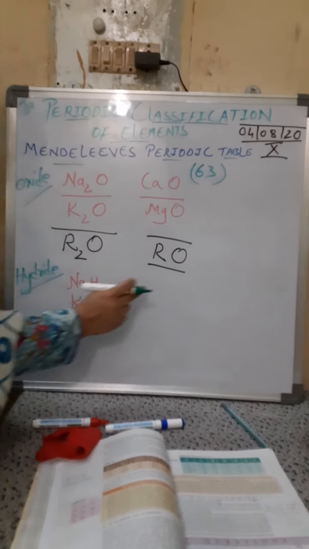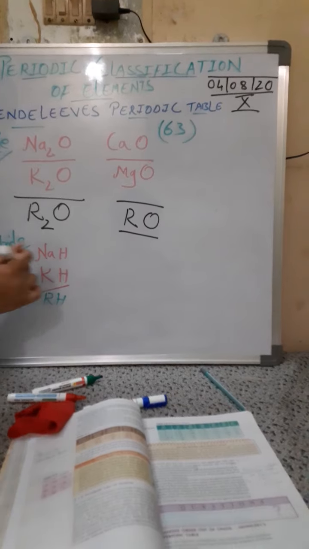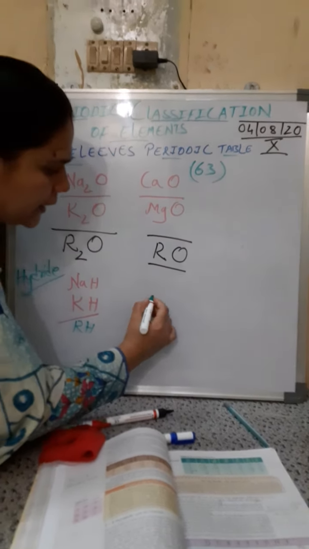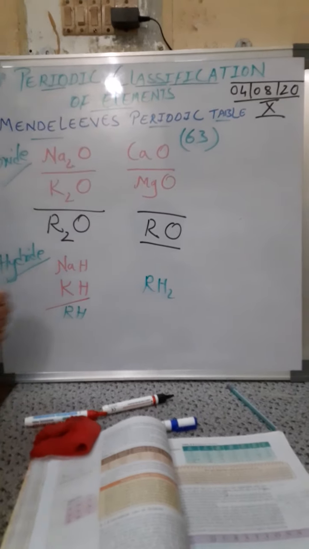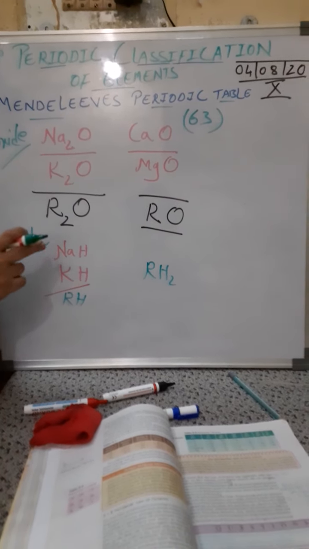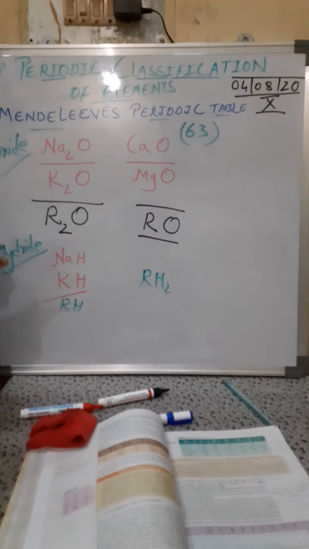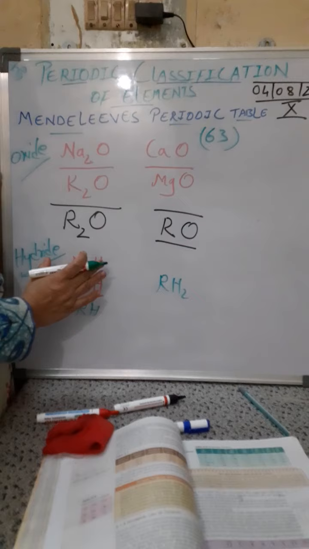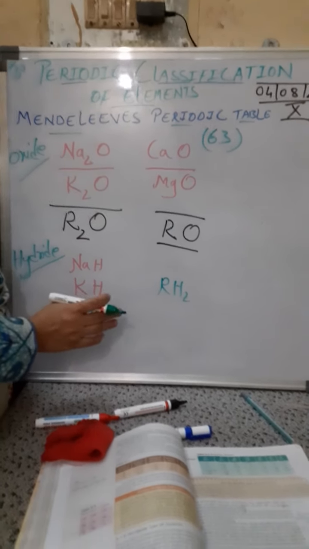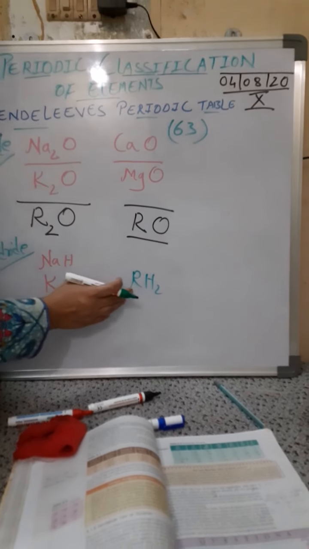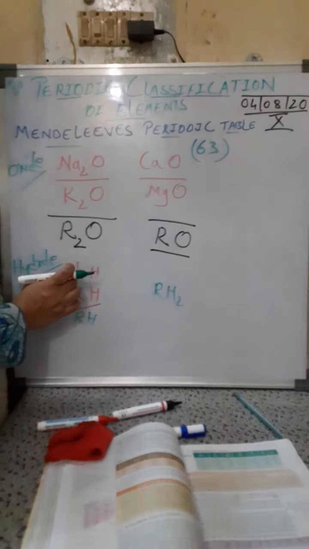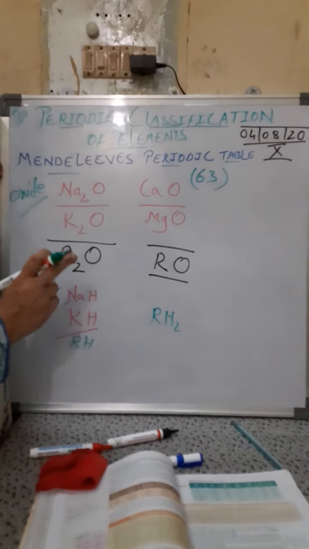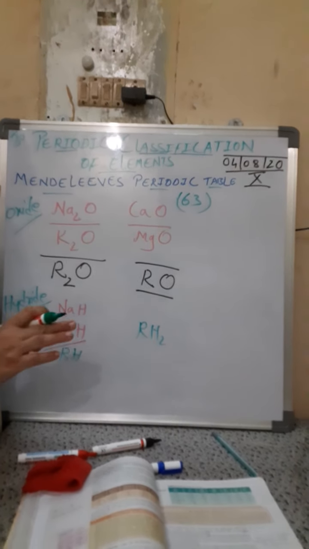In the same manner here as well, if I construct it, their general formula will be RH2. What does the word general formula mean? It means the elements of this particular group will have a common formula. That means whatever may be the element, they will form compounds with the same formula. And if they have a similar formula, definitely their chemical properties also will be similar.